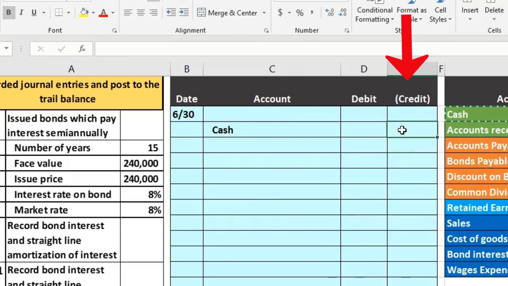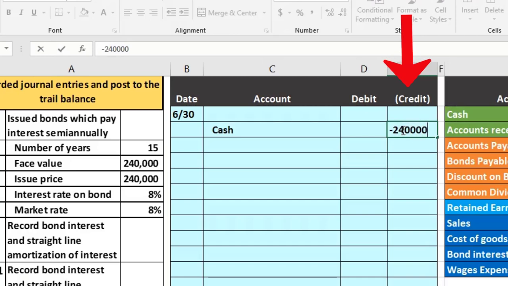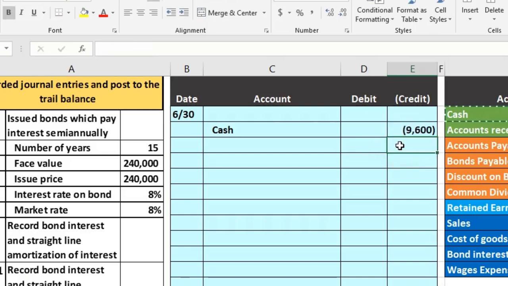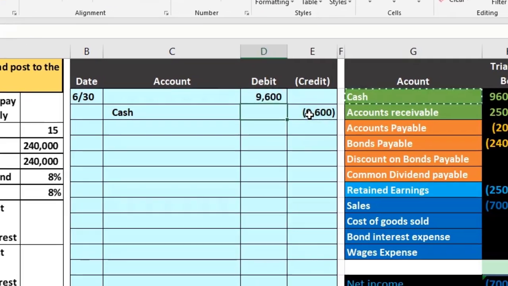So we are on the credit side, so I'm going to put a negative to flip the sign, 240,000 times 0.08 divided by 2. Same calculation, that should give us a credit or negative 9,600. You could type it in there, but I would use formulas whenever possible. The debit then is just going to be a positive 9,600. We'll do that with a little formula by saying negative of that number, enter.